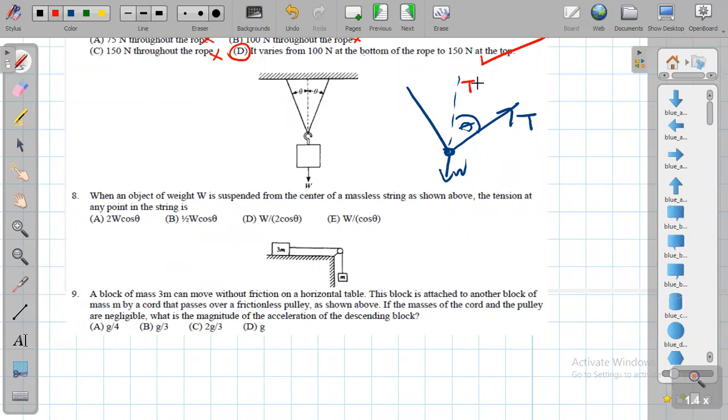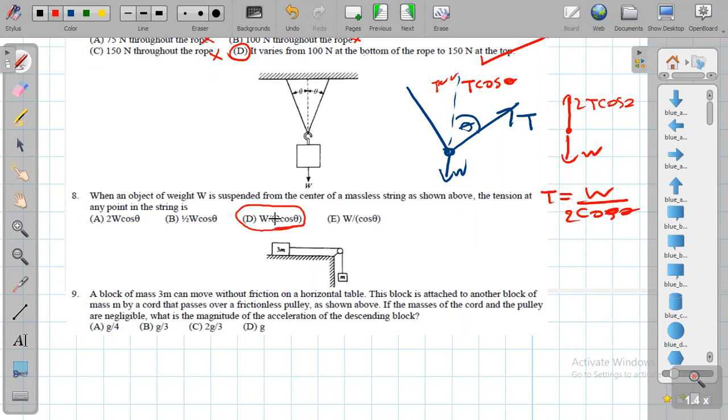This component is going to be T cos theta. This side you also got T cos theta. So 2T cos theta equals W. So as the tension at any point is what? Tension is W over 2 cos theta. W over 2 cos theta is here. Answer is, okay.